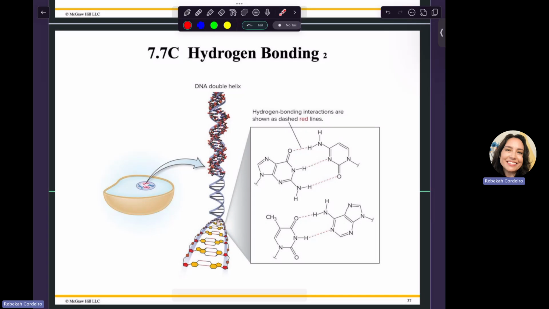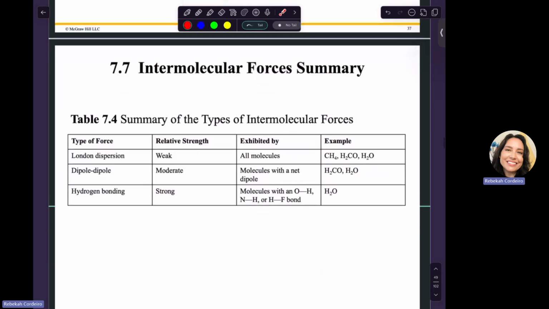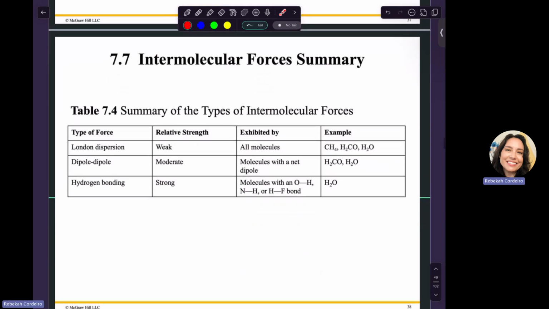And so how do we know that the base pairs do what they do? It's because they match up hydrogen bonding in different ways. And so that's how the DNA knows where to go together with the double helix. So here's a little summary of the three intermolecular forces we're going to look at, their strength, who has them, and some examples of things that do have them.